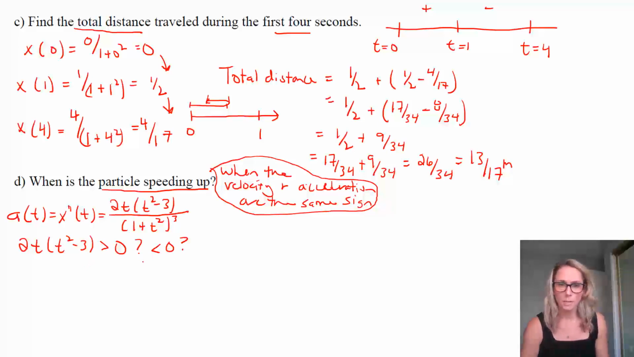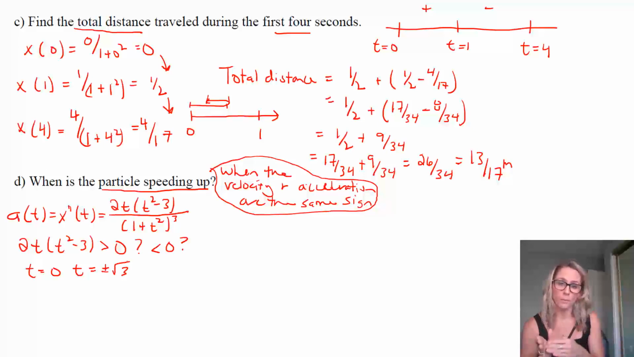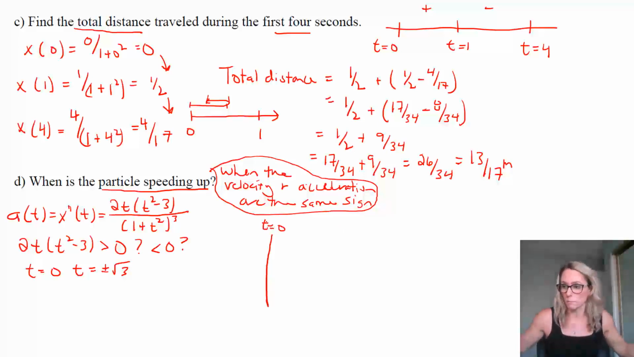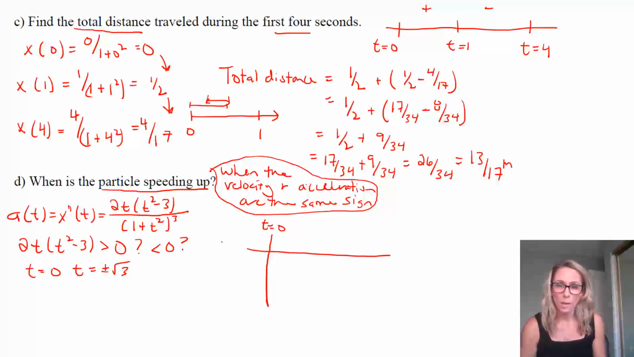So a good thing to think about here is that this numerator could be equal to 0 when t equals 0, or t equals plus or minus the square root of 3. If you take t squared minus 3 and you set it equal to 0, you're going to get t is plus or minus root 3. Now, what we care about really is after t equals 0. That's important to us.